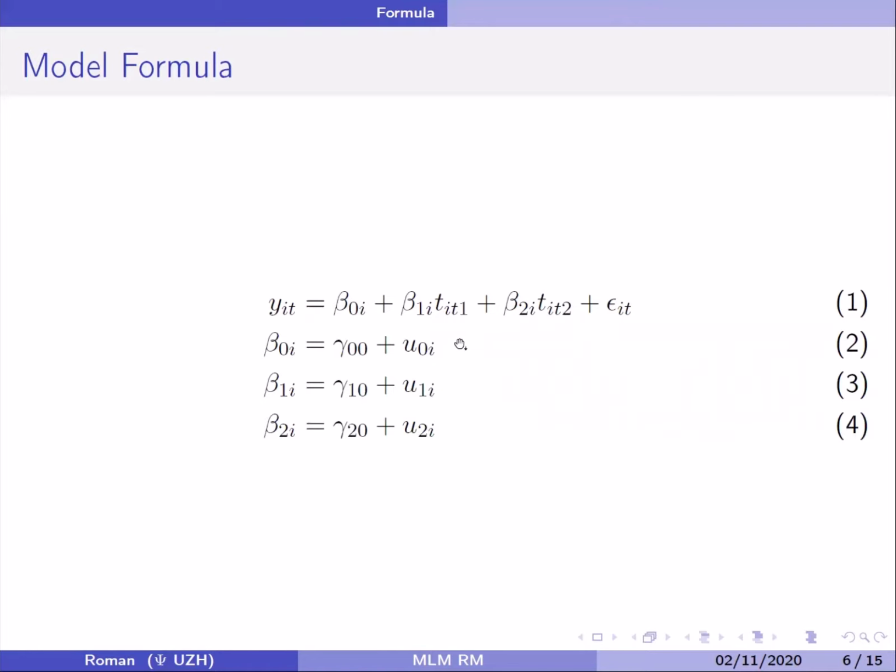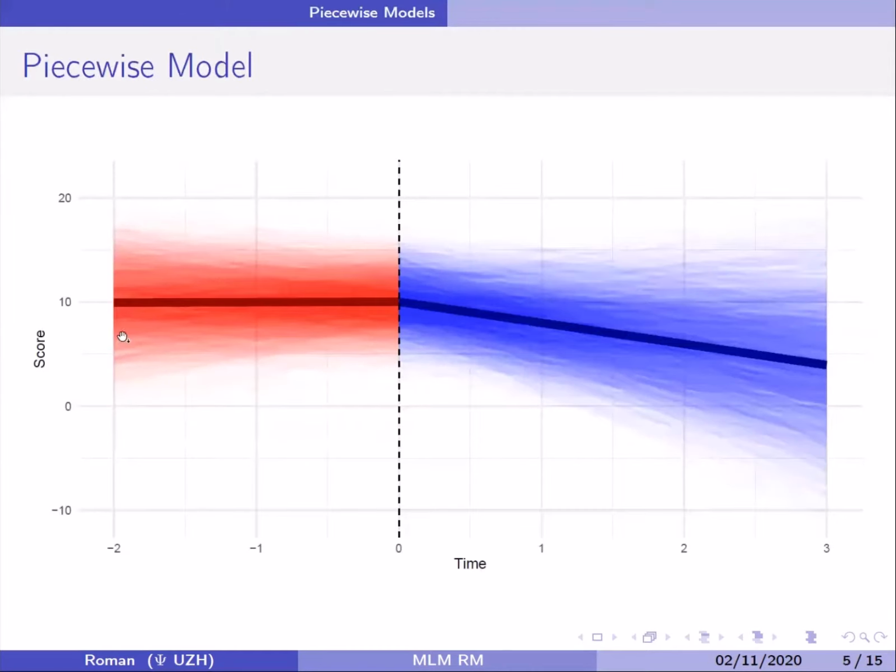And in this formula, I'm including a random intercept and a random slope for each of the slope estimates we will have. So notice here that we will have one intercept and two slope estimates. So tying this back to the plot, our intercept will be the expected value here when time is equal to 0. The first slope will be the slope of the red section here, and the second slope will be the slope of the blue section.